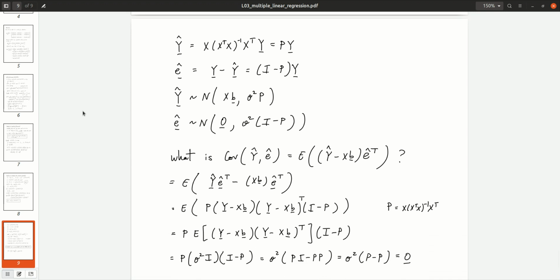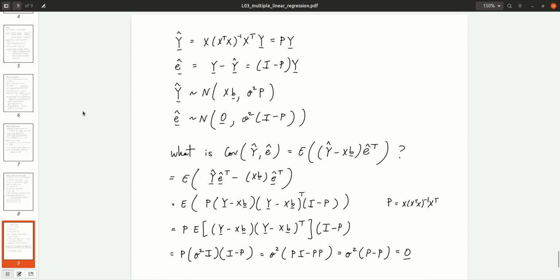All right, one more property I'd like to show you is the covariance between the fitted values and the residuals when we view these as random variables. The formula for the fitted values is the projection matrix times the responses. Remember, the fitted values are just the projection of the responses onto the column space of X. And the residuals are just the responses minus the fitted values, so you can write this as (I minus P) times Y, because you get Y minus PY.